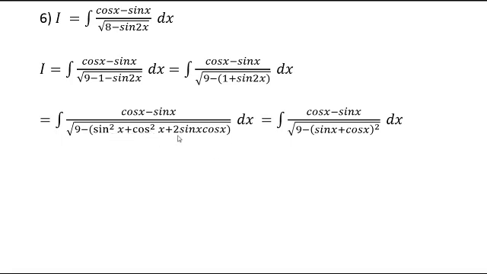And then this is sin x plus cos x bracket square.